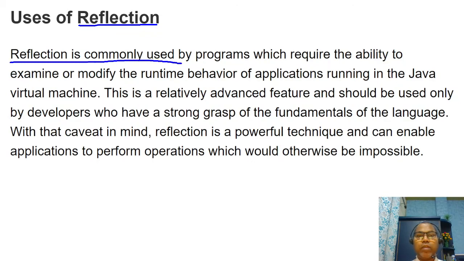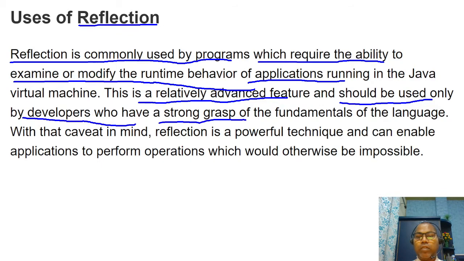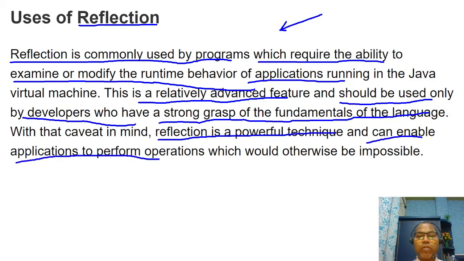Reflection is commonly used by programmers who require the ability to examine or modify the runtime behavior of their Java application. This is a relatively advanced feature and should be used only by developers who have a strong fundamental knowledge of the language. The reflection API is designed for developers who have a sound and good knowledge of the Java language. Reflection is a powerful technique and can enable an application to perform operations which would otherwise be impossible using normal means.